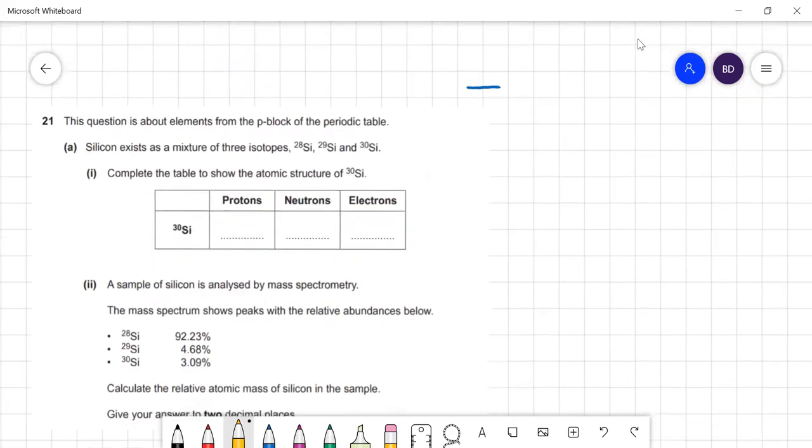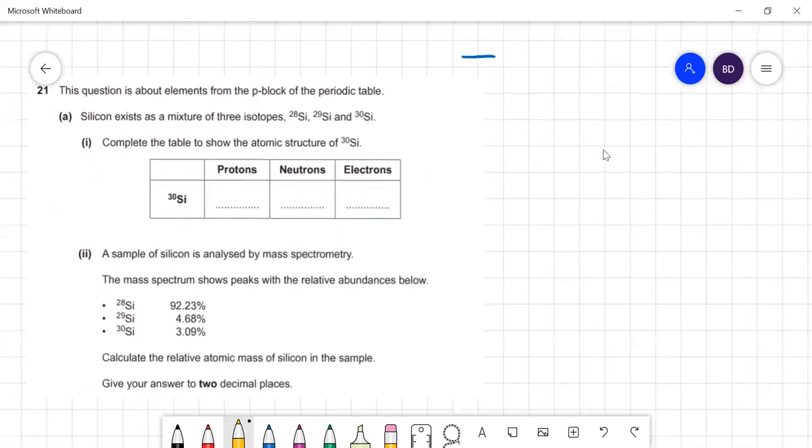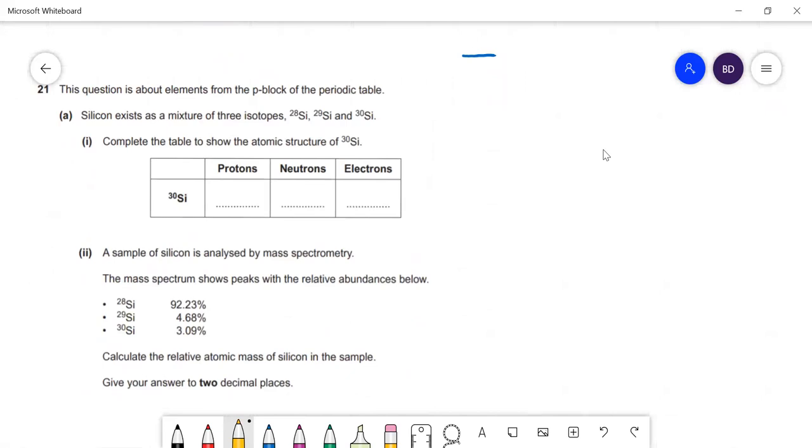Okay, this is a fairly straightforward question about silicon. It's in the P block. All right, it exists as three isotopes. Complete the table to show the atomic structure of silicon-30. Right, now you need to look up in the periodic table. You'll see that silicon has got an atomic number of 14. And so that means it's going to have 14 protons. Number of neutrons is going to be 30 minus 14, which is 16. And the neutral atom will have the same number of electrons as protons, that's 14 electrons.